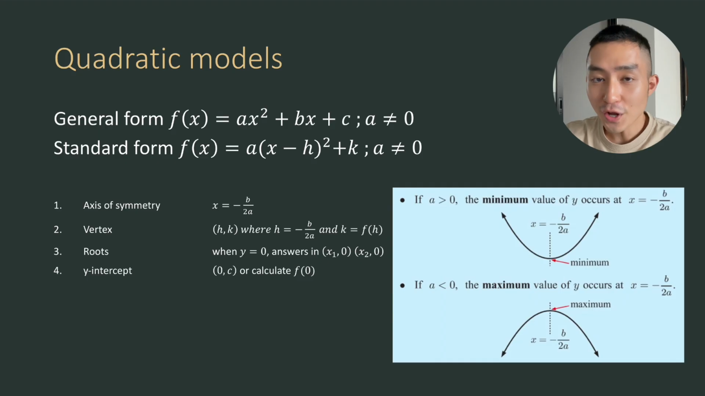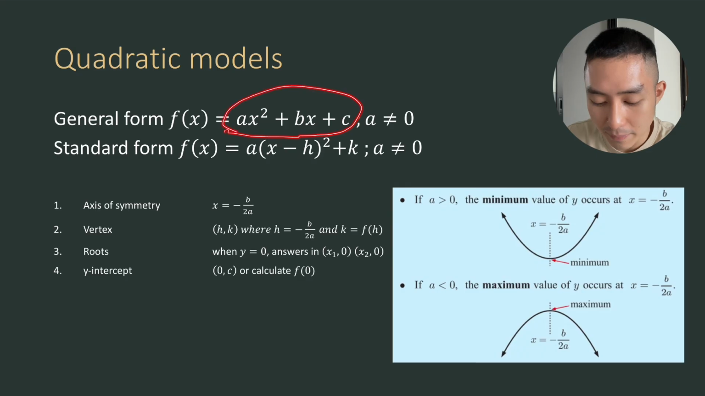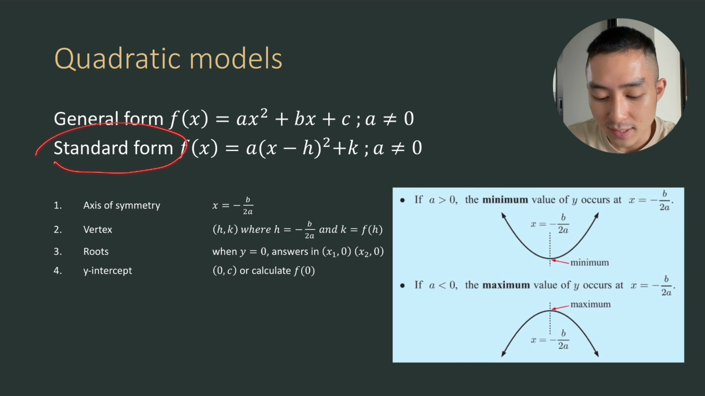Moving on to quadratic models. As the name quadratic suggests, the highest degree of the power is 2. The form is ax squared plus bx plus c, where a is not equal to 0. Because if a is 0, then we are losing this term and it becomes a linear form. We can also switch into writing the standard form, which is a(x minus h) squared plus k.